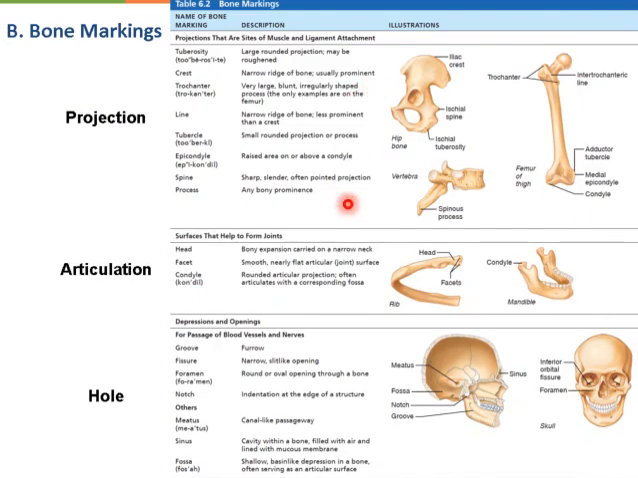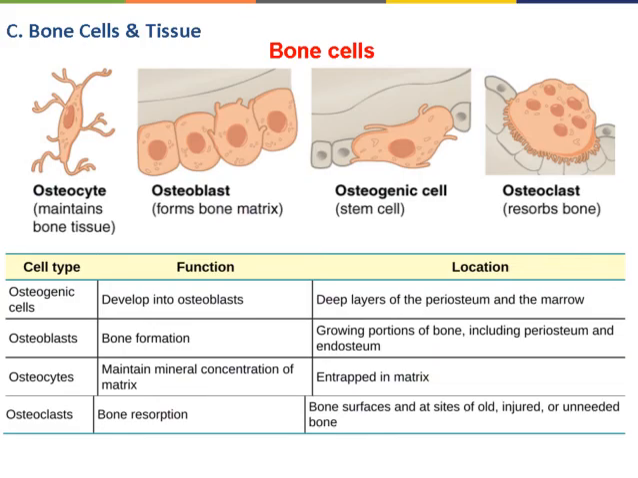This is another table that provides more clarification, with examples of the bone markings that could help you understand them. Now, in terms of bone cells and tissue, let's start with the bone cells. We have 4 types of cells that can be found within the bone tissue: the osteogenic cells, the osteoblast, osteocyte, and osteoclast. Starting with the osteogenic cell.